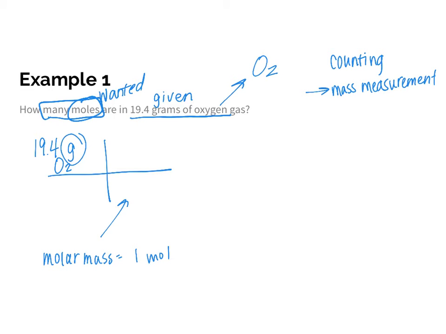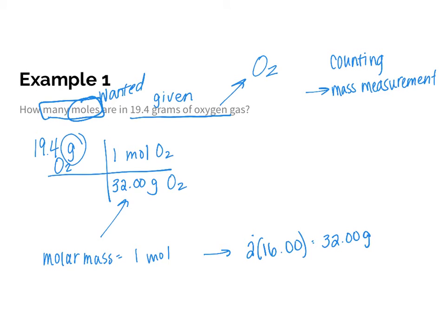So my molar mass for O2: I have oxygen, and I have 2 of them. So I have 2 times the atomic mass of oxygen, which was 16.00. So that gives me 32 grams per 1 mole of oxygen.